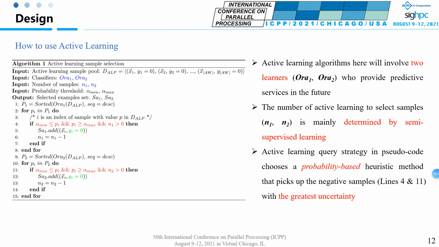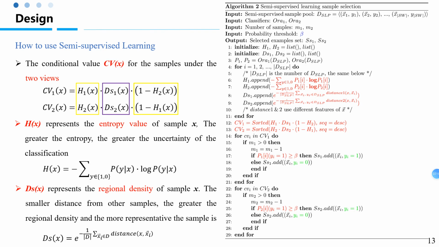Algorithm 1 shows the pseudocode of active learning sample selection. The active learning query strategy in the pseudocode chooses a probability-based heuristic method that picks up the sample with the greatest uncertainty. Algorithm 2 shows our semi-supervised learning process, which is based on a semi-supervised learning algorithm called co-training, but had been adjusted and improved.